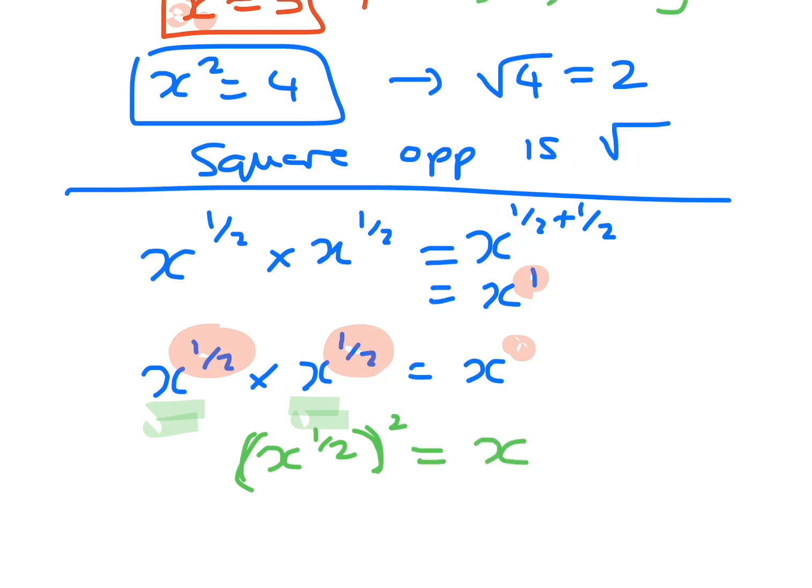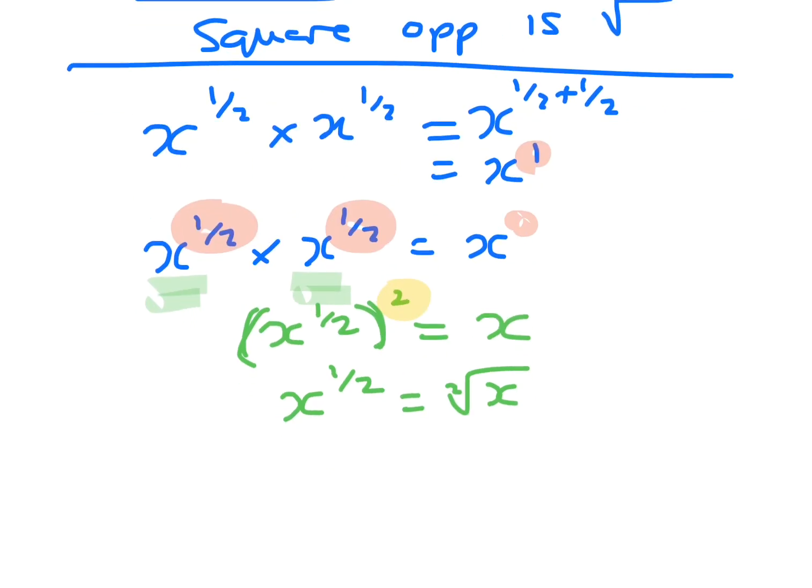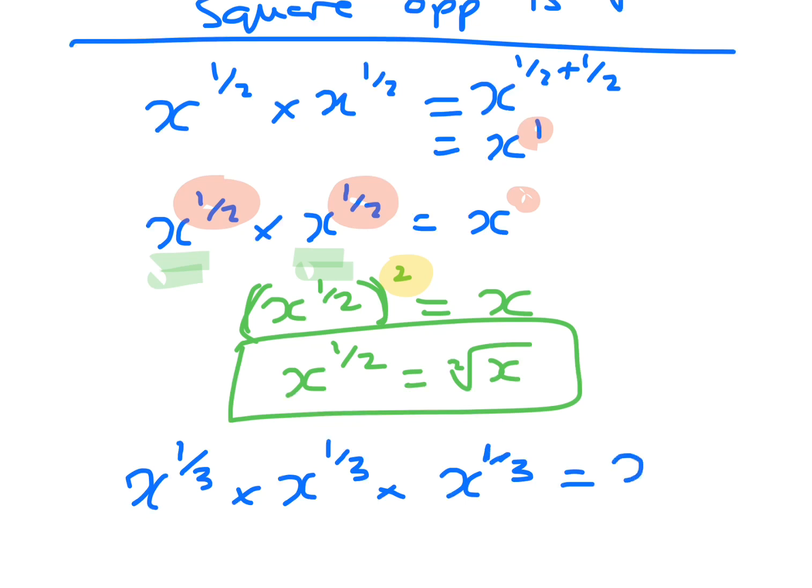Now that equals x. This is a pretty hard proof really, but using the equation work, the opposite to squaring will be square root. That little 2 goes there. So therefore, x to the half is the square root of x. And you could also develop the same thing for a third. See, x to the third times x to the third times x to the third will equal x to the power of a third plus a third plus a third, which is x to the power of 1.